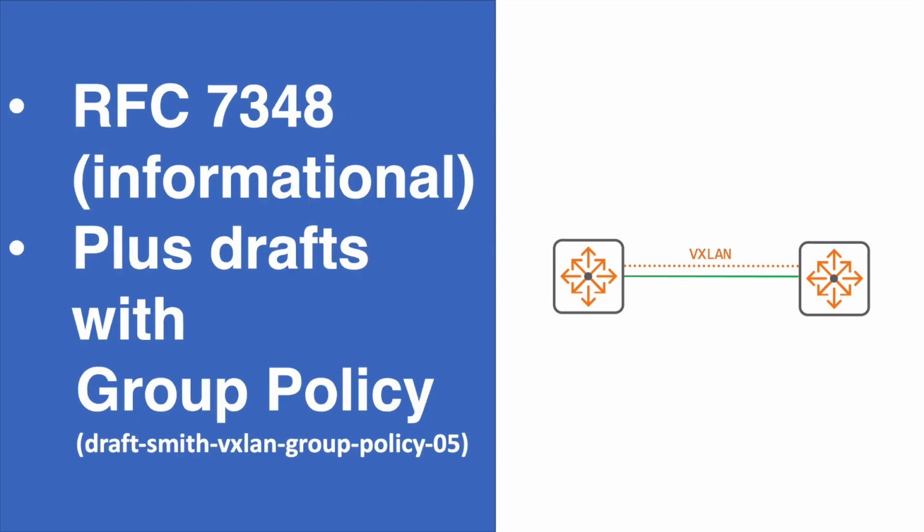And it is detailed in an informational RFC, so 7348. Now there's not too much in there actually. When that was written, there's a lot of reserved bits in the header. And this has been expanded upon over time with various drafts, including things like I've detailed here, group policy. The main point is that the VXLAN header story is an ongoing affair. And that's something I'm going to be looking at later on in this video.